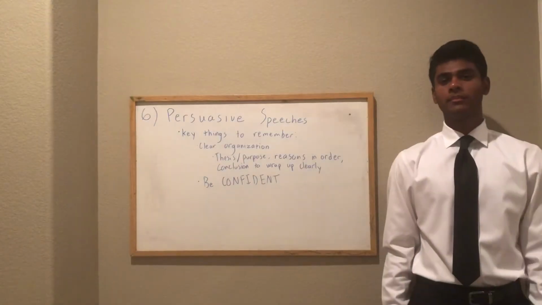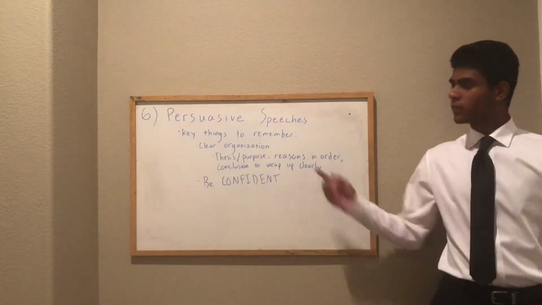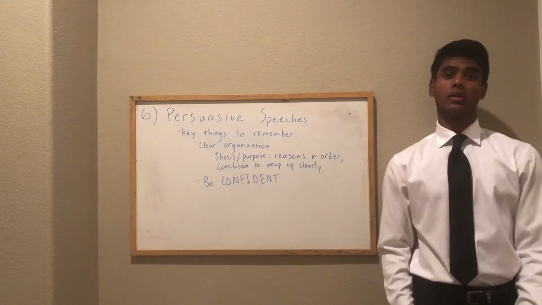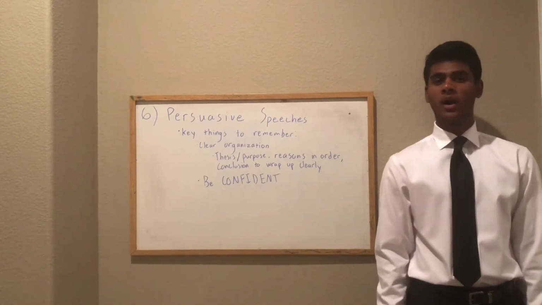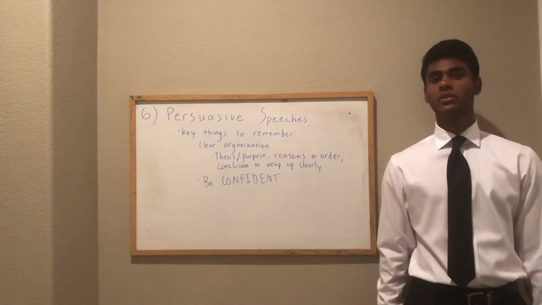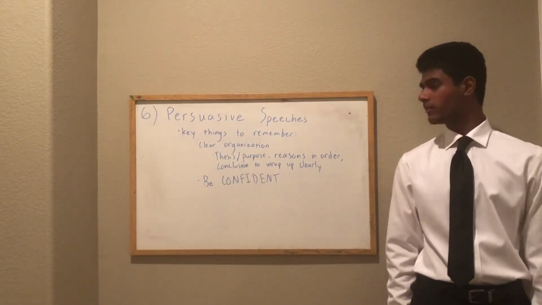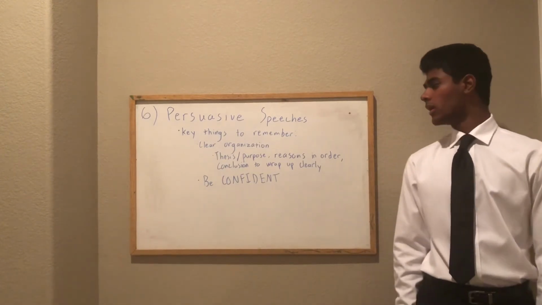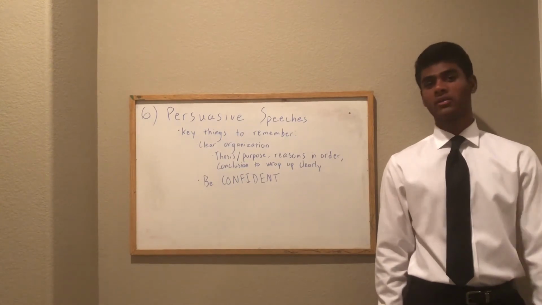All right, so to wrap up, to recap really quickly, key things to remember for persuasive speeches. First one is clear organization. Make sure you have a clear thesis or purpose, or essentially a main claim in your introduction. Then in your body, have your reasons or your subclaims in order, so you list out exactly the specific arguments you're making to prove your point. And then finally, you want to have a quick, brief conclusion to wrap up, right? You want to make sure you leave an impact on your audience.